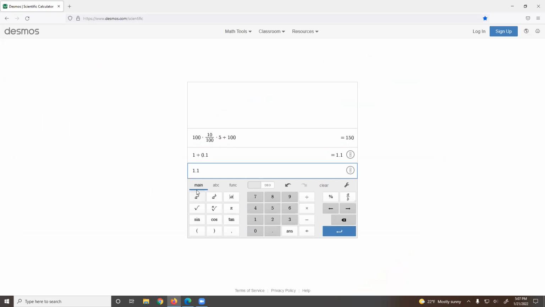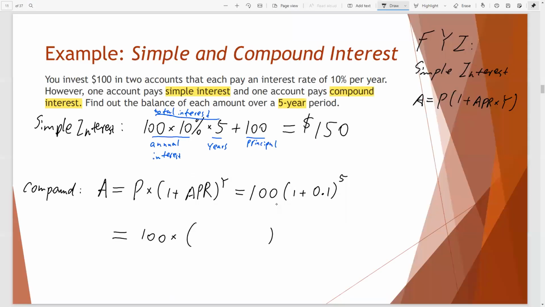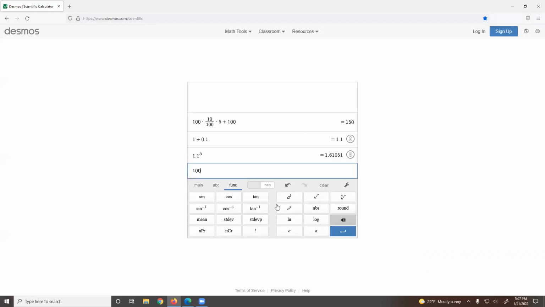To raise to a power, you can see on the calculator this symbol, a to the b, or someone says x to the y. This is power to the 5. That's 1.61051. So 100 times that is 161.051.